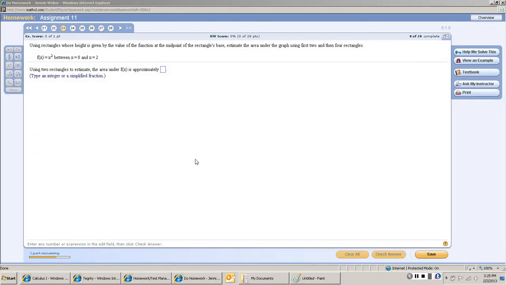Okay, we're doing an example from 5.1, and we're using rectangles to estimate the area under the graph. This is what we'll eventually be using integrals for. This is kind of our intermediate step. So we've got the graph x squared, and we're looking for the area between 0 and 2, and we're going to use the midpoint of each rectangle's base.